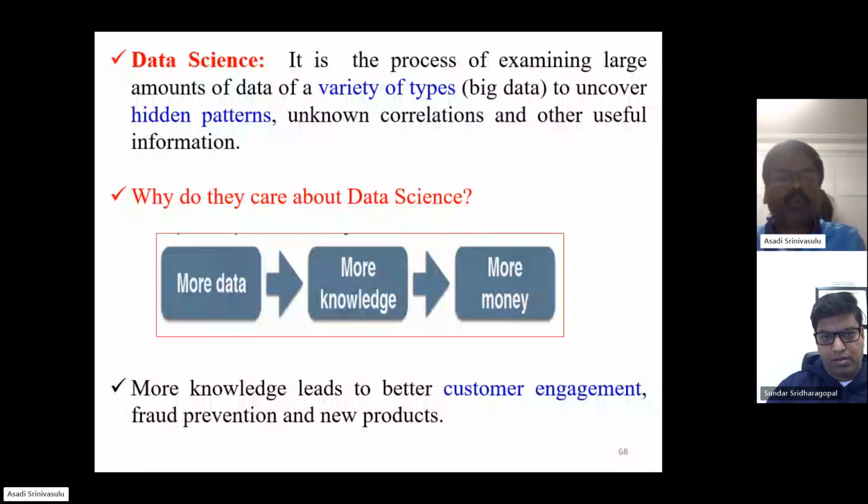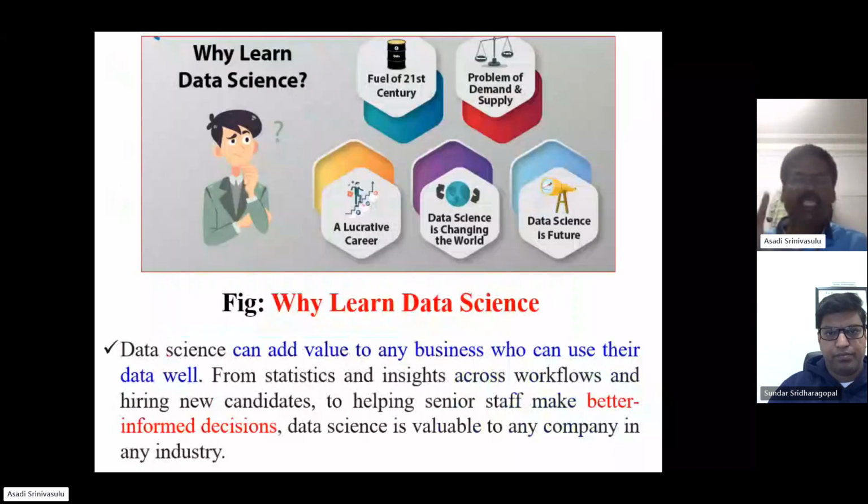They are collecting a huge volume of data from various sources, and storing it in server systems and data centers. More knowledge leads to better customer engagement, so that they are generating a huge volume of revenue. We can use it for fraud prevention and new products. It is the process of examining and extracting meaningful data from a variety of types, and uncovering hidden patterns, unknown correlations, and deriving insights. Then why learn data science? There are 5 reasons to learn data science, to become a data scientist.